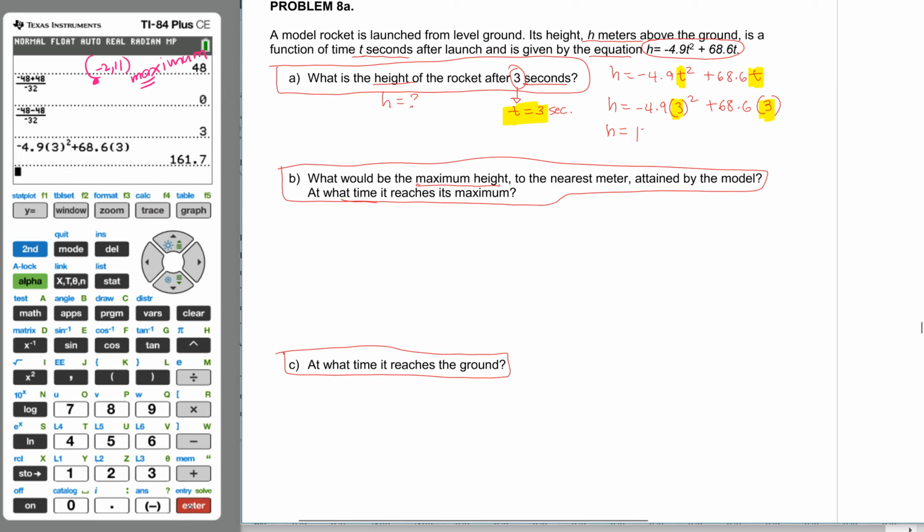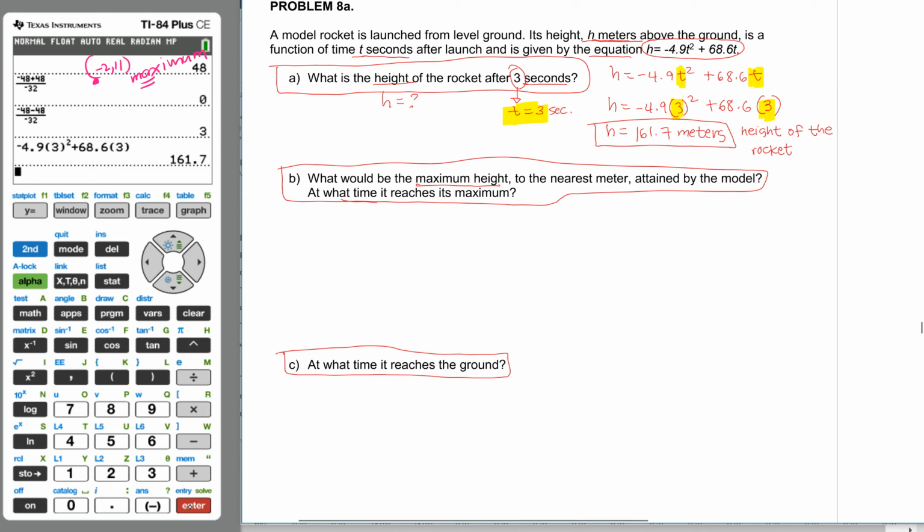161.7, and the height is expressed in meters, so I just put meters. So this would be the height of the rocket.